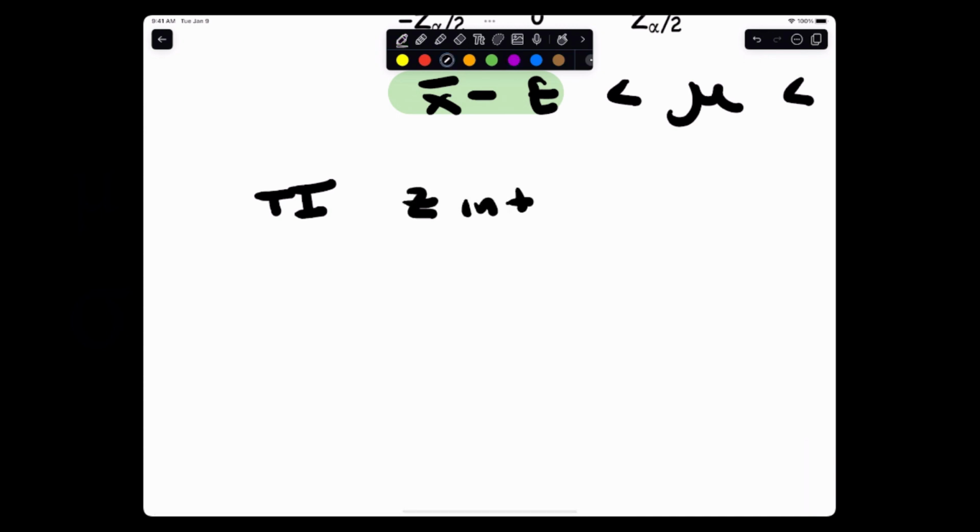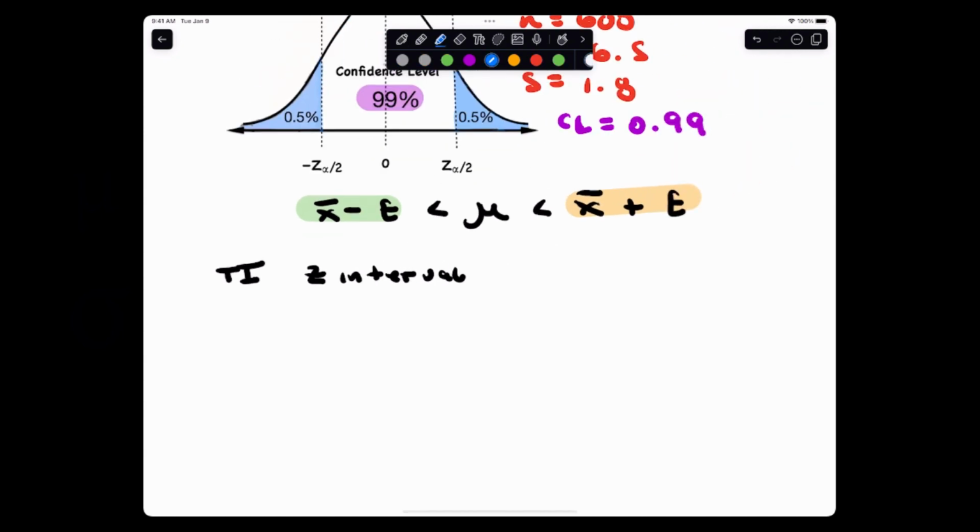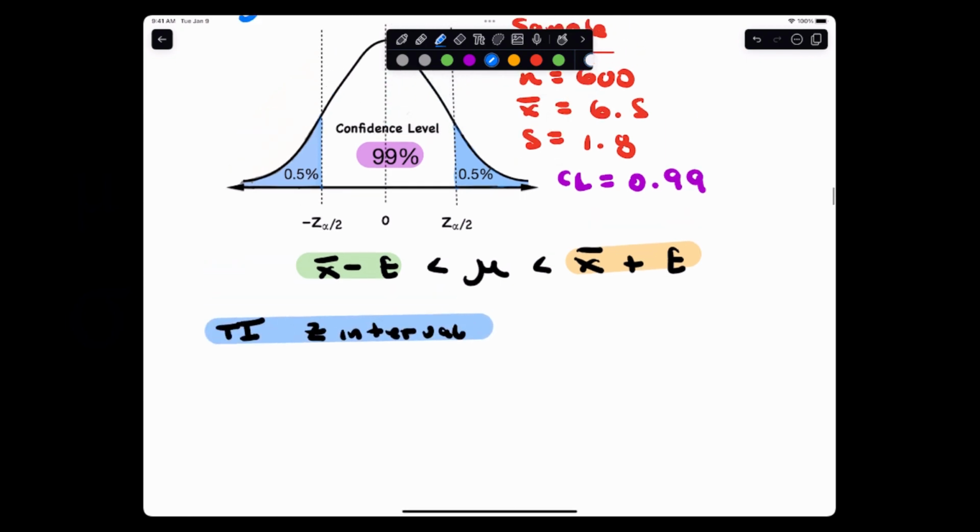Do I have a little cheat sheet for you? Yeah. Yes. So you say, oh, Mr. Judge, thank you.